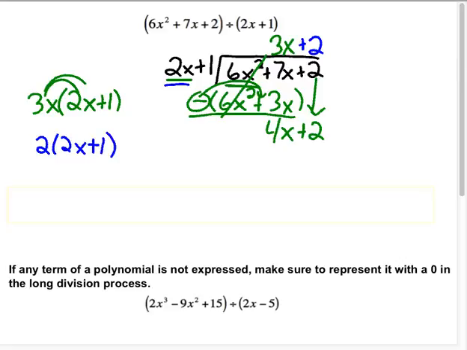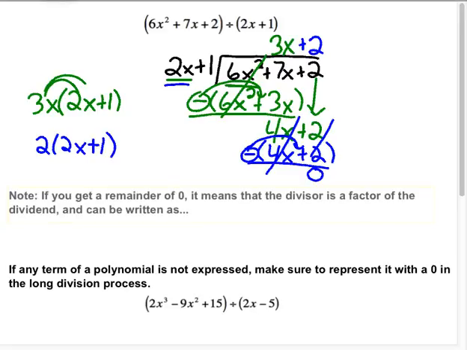So 2 times 2x plus 1, or 2x plus 1, is going to be 4x plus 2. And this time you can actually see something neat happen. 4x minus 4x, 2x minus 2x. This time you have no remainder left. Okay, I'm ending with a 0 there. So here there actually is no remainder piece. And something really cool happens when you get this.